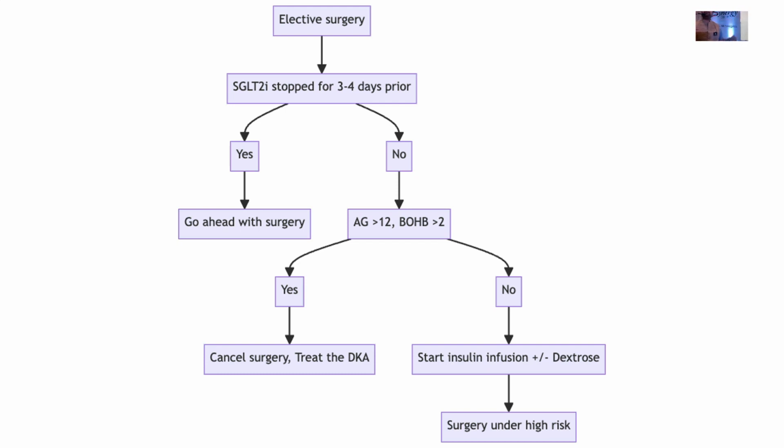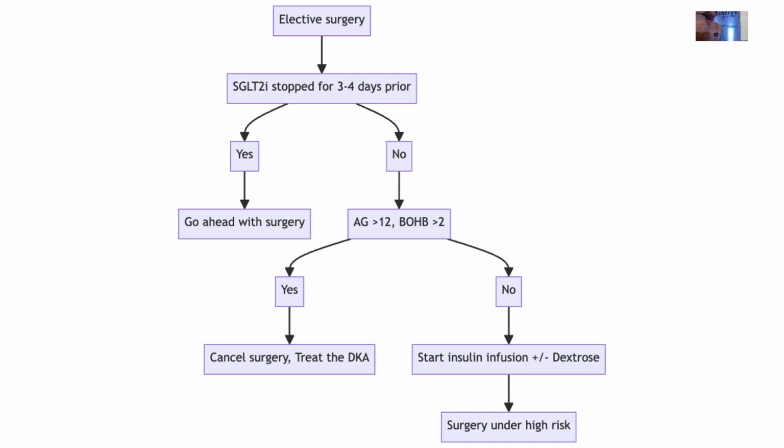But if this is not done, and the patient suddenly turns up on the day of surgery still taking the medicine, that is where you need to check the anion gap and beta-hydroxybutyrate. If the anion gap is more than 12 or beta-hydroxybutyrate is more than 2, then cancel the surgery. The patient is already having ketoacidosis before surgery, so treat that. But if it is not the case, then you can start the insulin infusion with or without dextrose and tell the patient this is surgery under high risk.